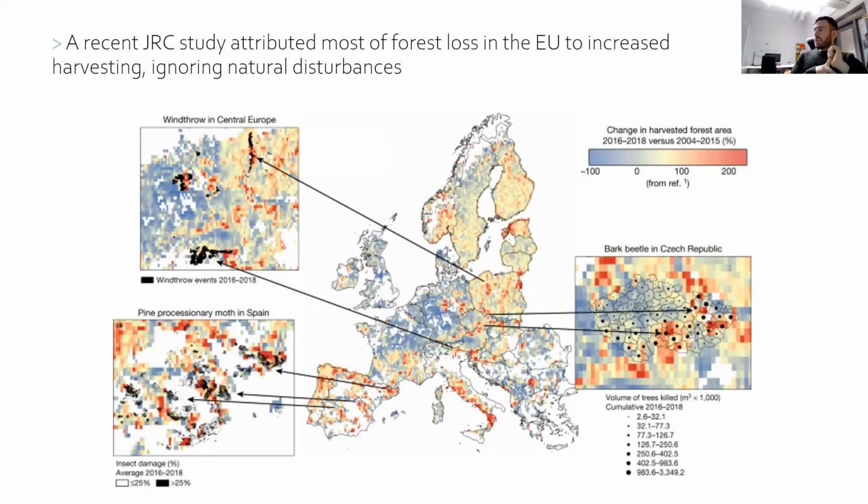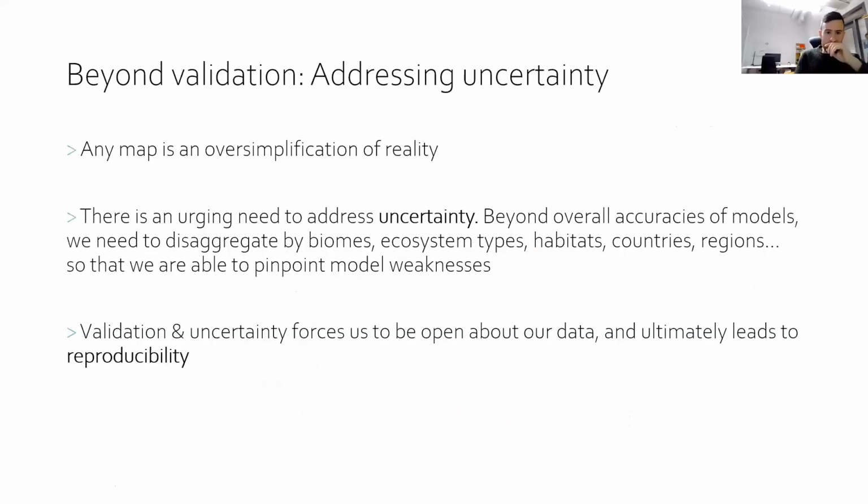So a key point missing in this report is that, due to climate change, we see much more of this windstorm damage. We see much more forest fires. We see much more effect of pests in forests. And this was completely dismissed by the report. So very important to always attribute the right drivers of change.